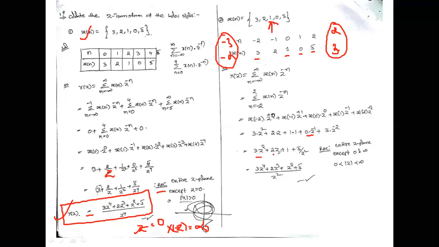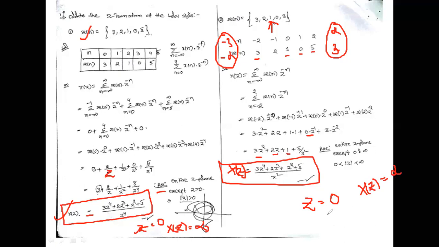So 3z square, 2z, 1, and this value is 0, 5 by z square. Check the LCM here to get the x of z. 1 by z square we have. Now we can substitute z is equal to 0. Z is equal to 0 here. The entire function becomes infinite. X of z is equal to infinite.